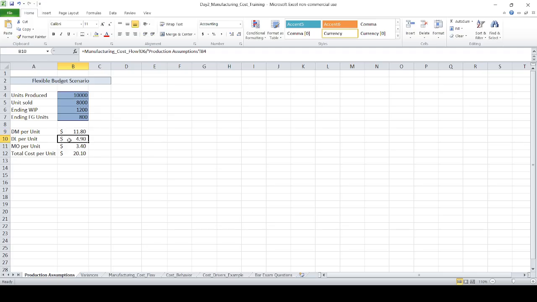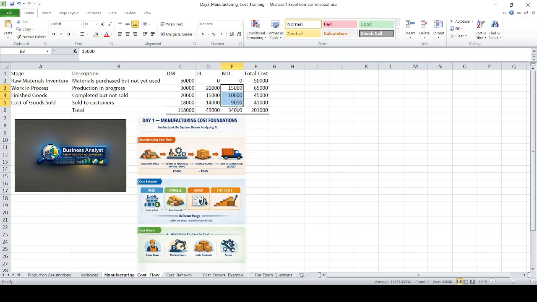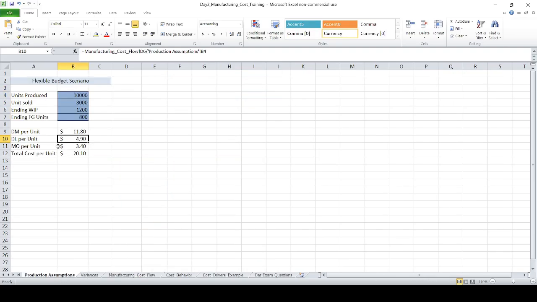And the same here, direct labor, which was 49,000, and we divided by 10,000, and that gave us a price of $490 per unit. And machine overhead was $340 per unit. And then here was the total cost per unit. Now, let's say we want to change this to 12,000 because that's what we produce. It automatically changes. And this is how your flexible budgeting works.